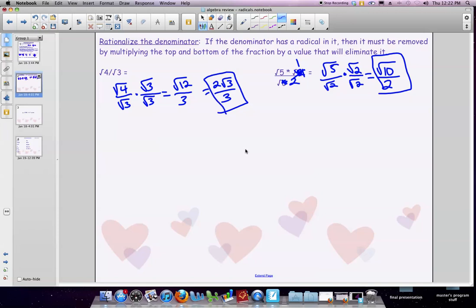That is how you rationalize the denominator. That's how you get the square root out from the denominator of a fraction, since you can't leave it there.